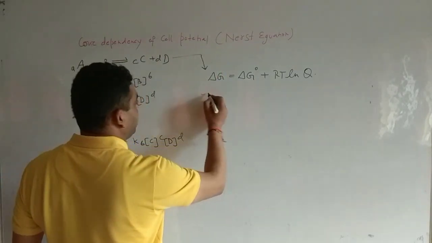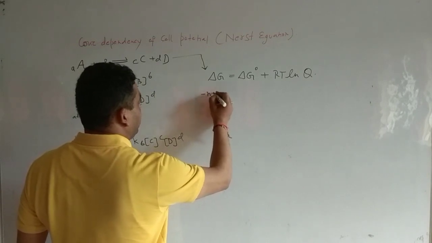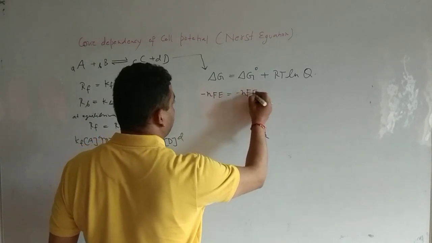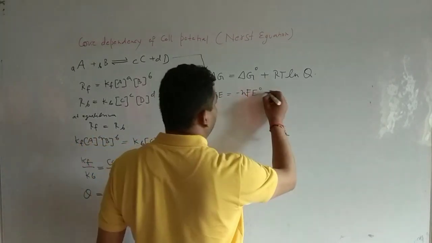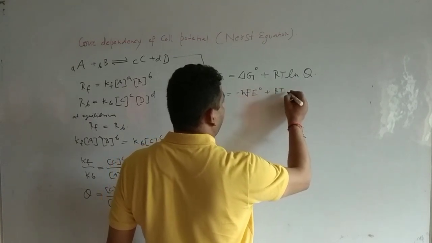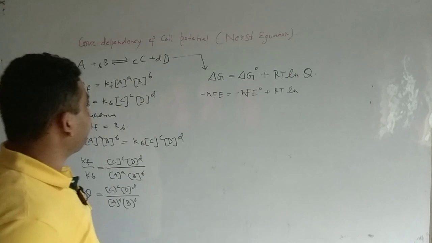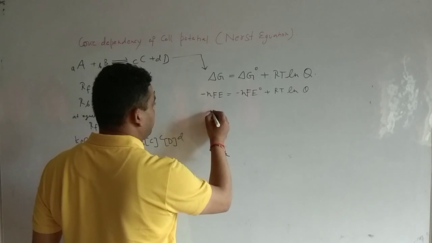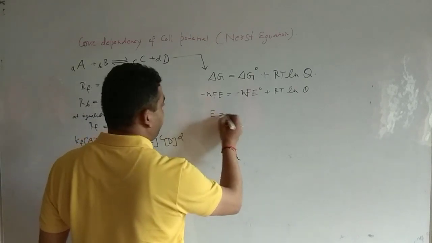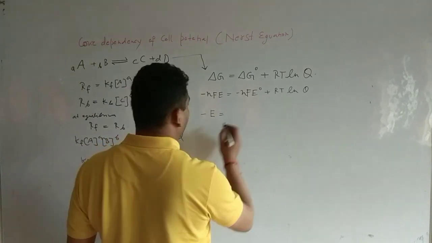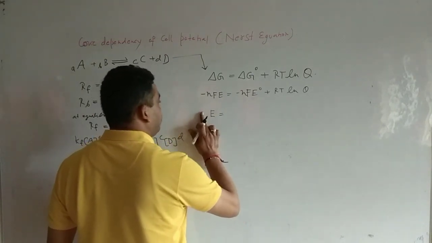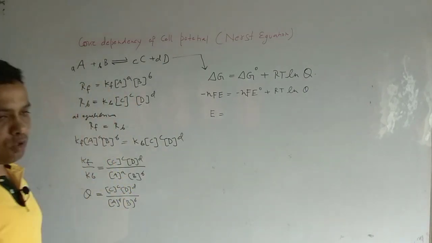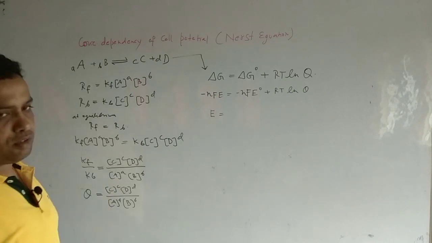So you can write negative NFE equals negative NFE standard plus RT ln Q. If you solve this particular one, that would be equal to E with negative sign. I am not going into that much detail. I am straight away solving it because I have solved this particular expression in the previous case.